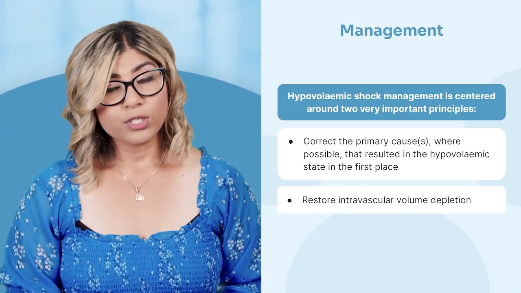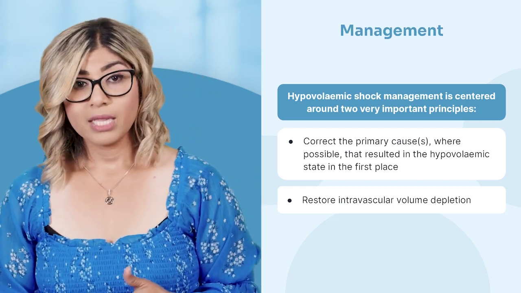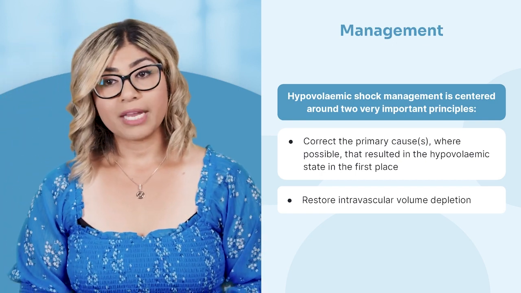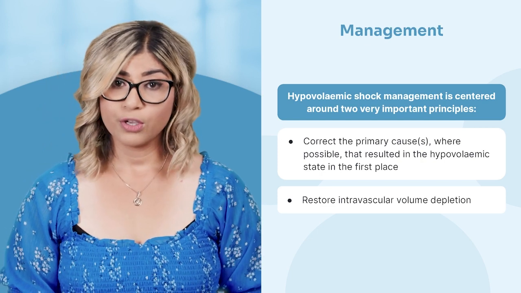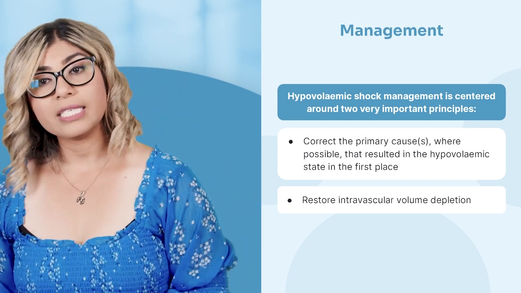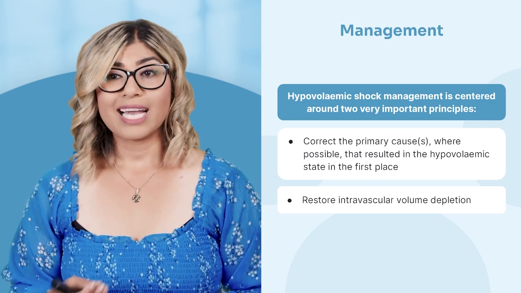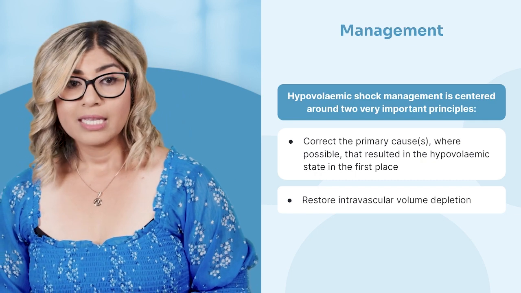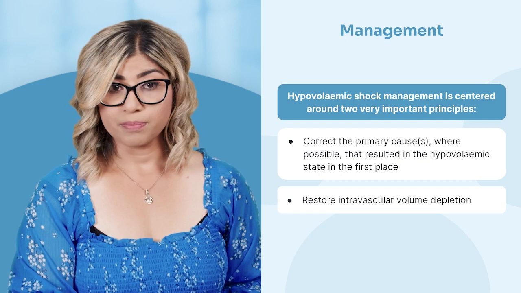So now that we've talked about the signs and symptoms associated with hypovolemic shock, let's talk a little bit about management. Hypovolemic shock management is centered around two very important principles. Firstly, it's correcting the primary cause or causes where possible that resulted in the hypovolemic state in the first place. The second is restoring intravascular volume depletion.